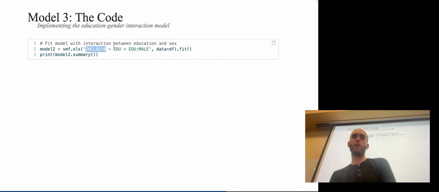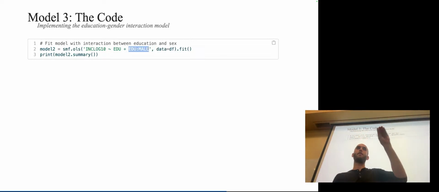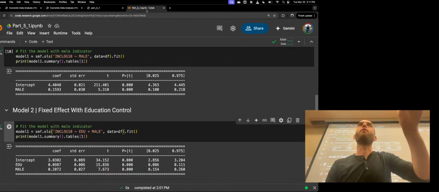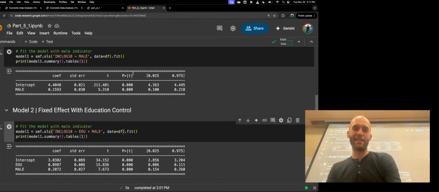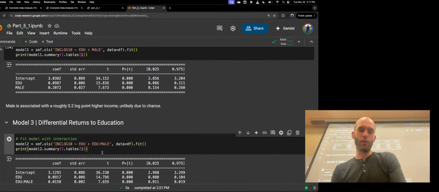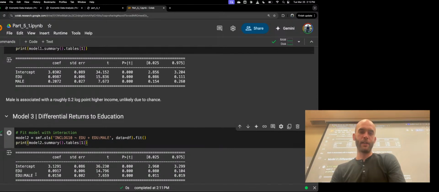So we have income, and then we have education as one of our variables, plus this, which is an interaction effect. It's essentially multiplying the two values together. So education times male. We're going to do this in code. I'm not going to let you go just yet. We're actually going to test this. So this is our third model, differential returns to education.